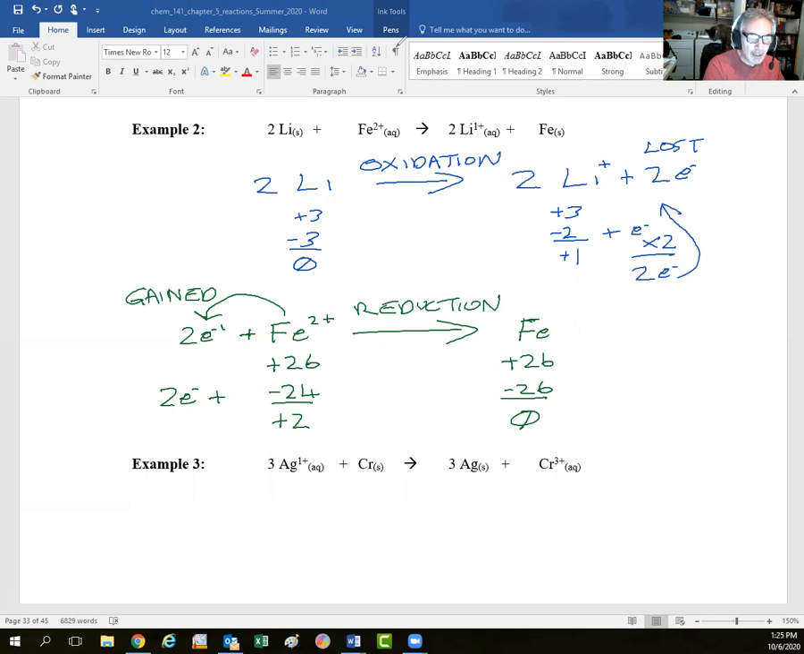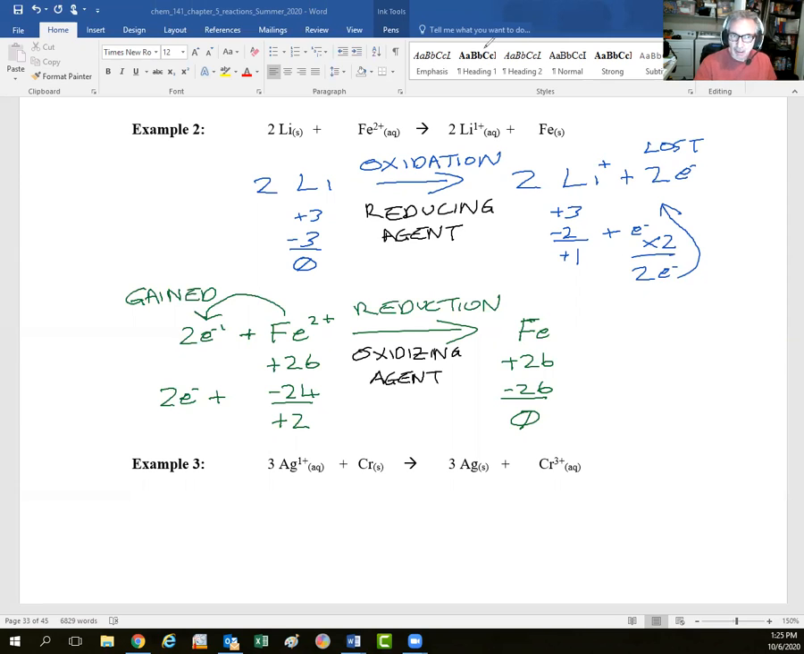And remember, anything which is being reduced is an oxidizing agent. Anything being oxidized is also a reducing agent. It's always the agent for the other process. Just work out each time whether it's the oxidation or the reduction, and then just flip it for the agents.